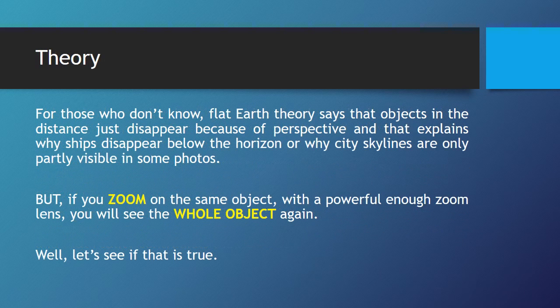For those who don't know, Flat Earth theory says that objects in the distance just disappear because of perspective, and that explains why ships disappear below the horizon or why city skylines are only partly visible in some photos. But, if you zoom on the same object, with a powerful enough zoom lens, you will see the whole object again. Well, let's see if that is true.